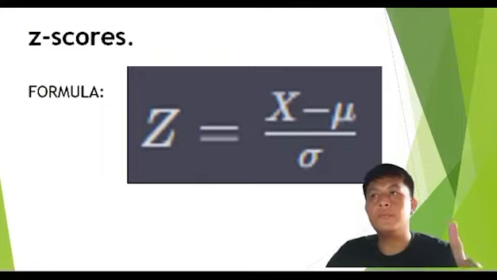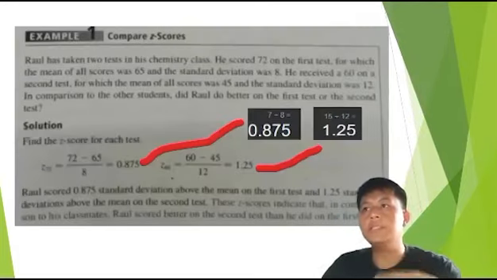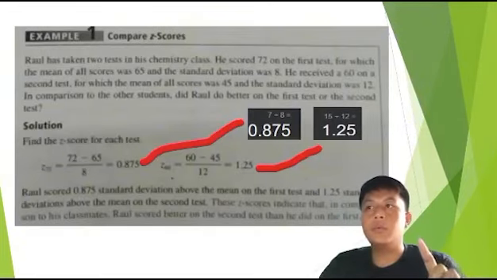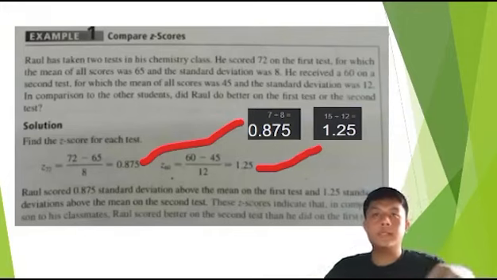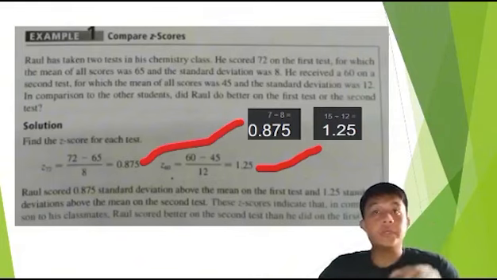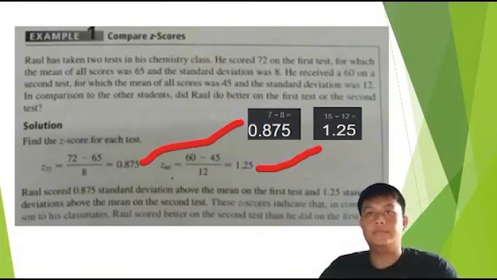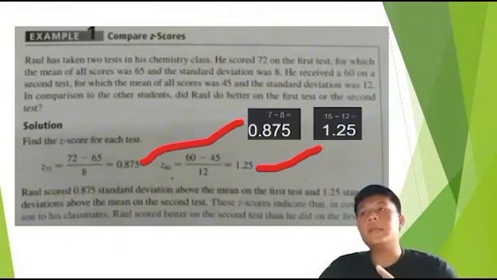Number one example of z-score is about sa pagkukumpara. Number one is Raul has taken 2 tests in his chemistry class. Yung first try niya, he scored 72 on the first test, for which the mean of all scores was 65, and the standard deviation was 8.